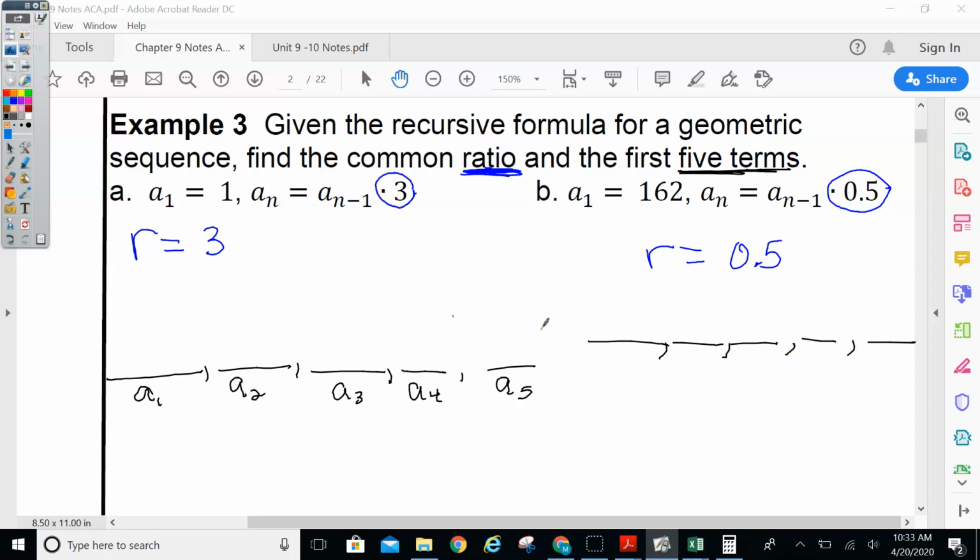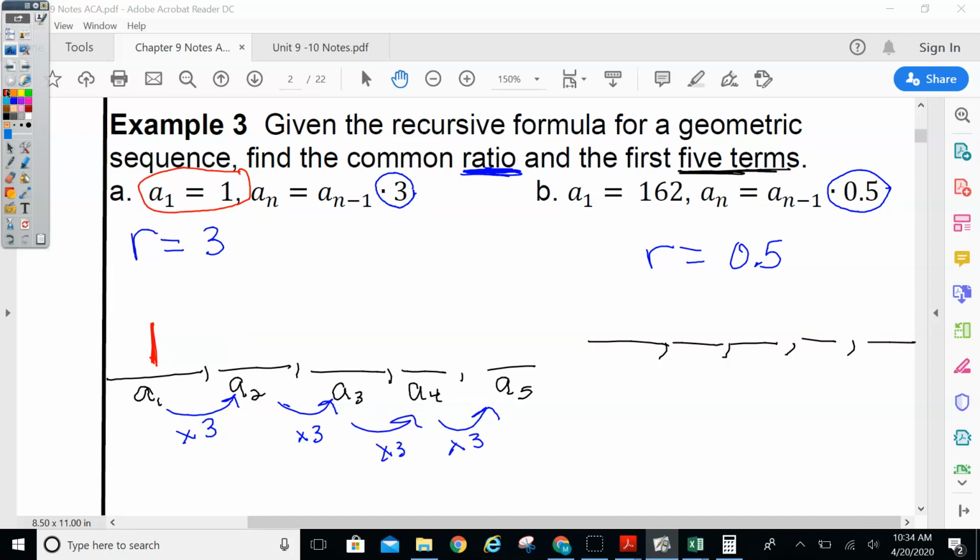So A1 is the first term in the sequence, which they have to give you in a recursive. So here is the first one. That's going to go here. And then we're going to take each one of these, and we're going to multiply it by the common ratio, which is the 3. So 1 goes here. And then to get the next one, we times it by 3. Times 3, times 3, times 3.